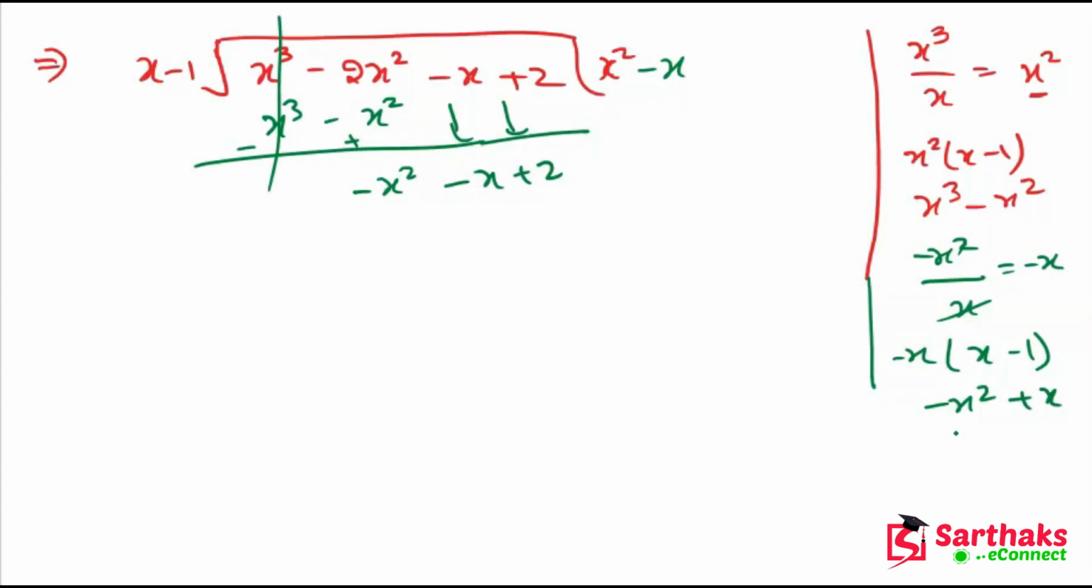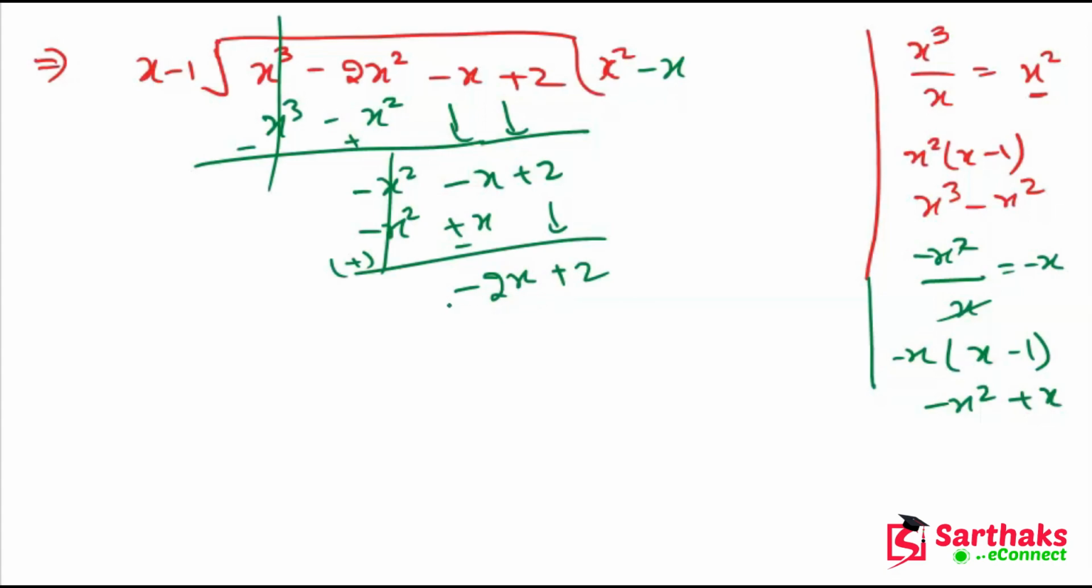I hope my dear friends understand these things. So here we get minus x square plus x. After we subtract this, this will become positive so this will cancel, this will become negative, so we get minus 2x, and the plus 2 will be same. So now this again becomes the new dividend.